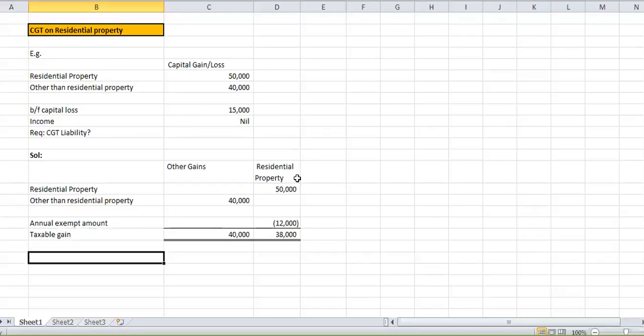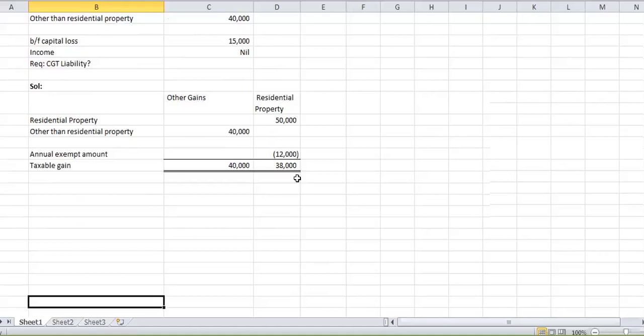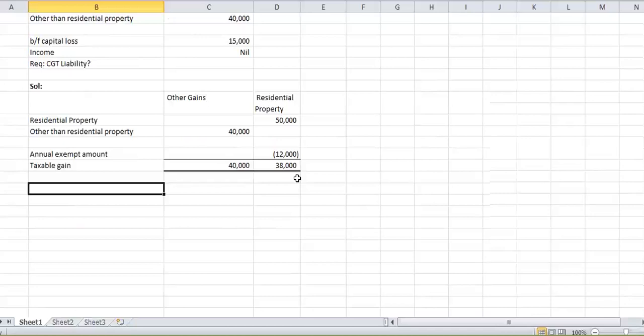So you can apply the tax rates either on other gains first or on residential property gains first. The answer will be the same. You can apply the tax rates in whatever sequence you want. Please try to solve it in both ways. First, you can apply the tax rates on other gains first. Alternatively, you can apply the tax rates on residential property first. And your answer in both cases will remain the same. So now, the tax rates, it's your choice.